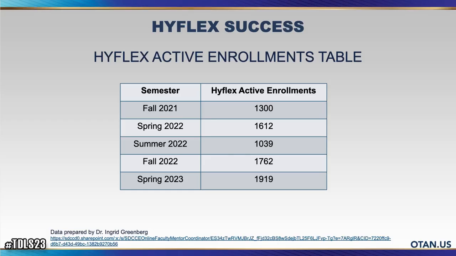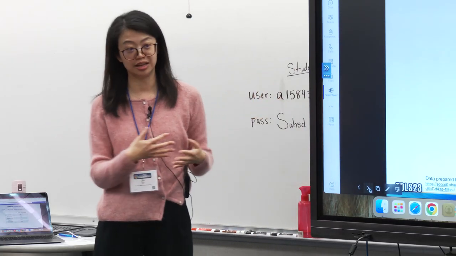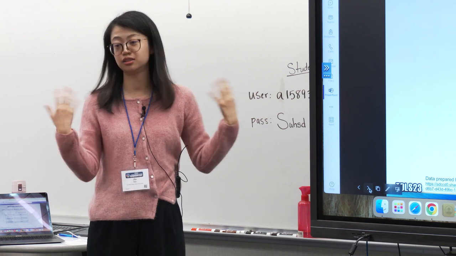Okay, now I want to show you some numbers. So for our school, this is the HyFlex active enrollment table. So we started piloting using the OWL device in fall 2021. And as you can see, it's a steady growth except the summer 2022, but we always have smaller programs then. So at the college level, HyFlex is growing.